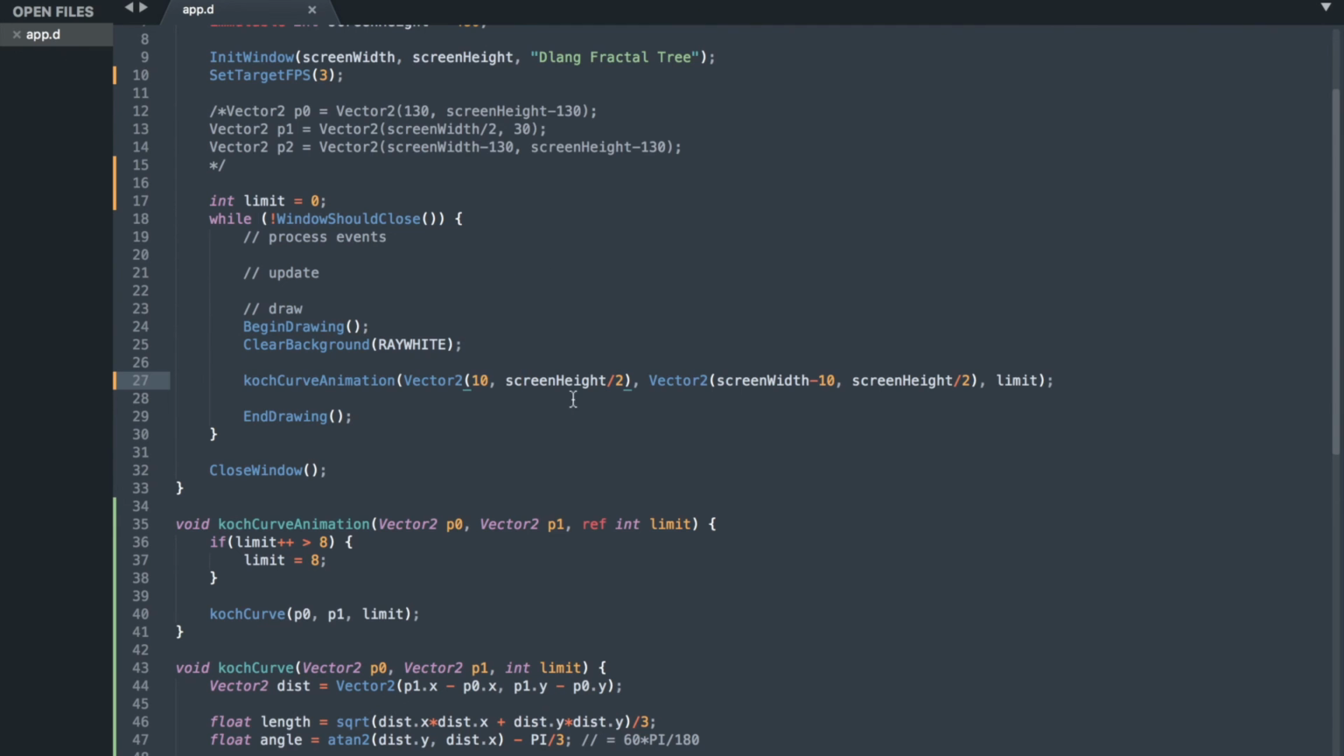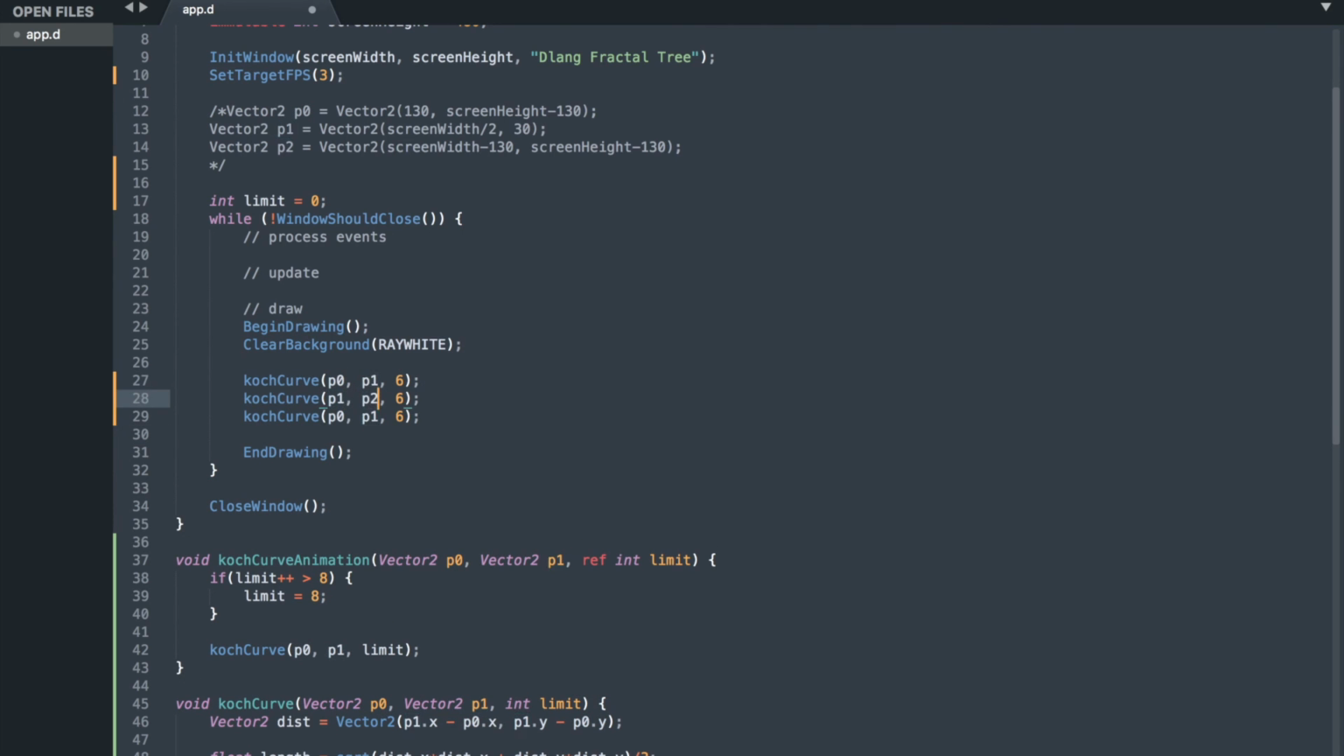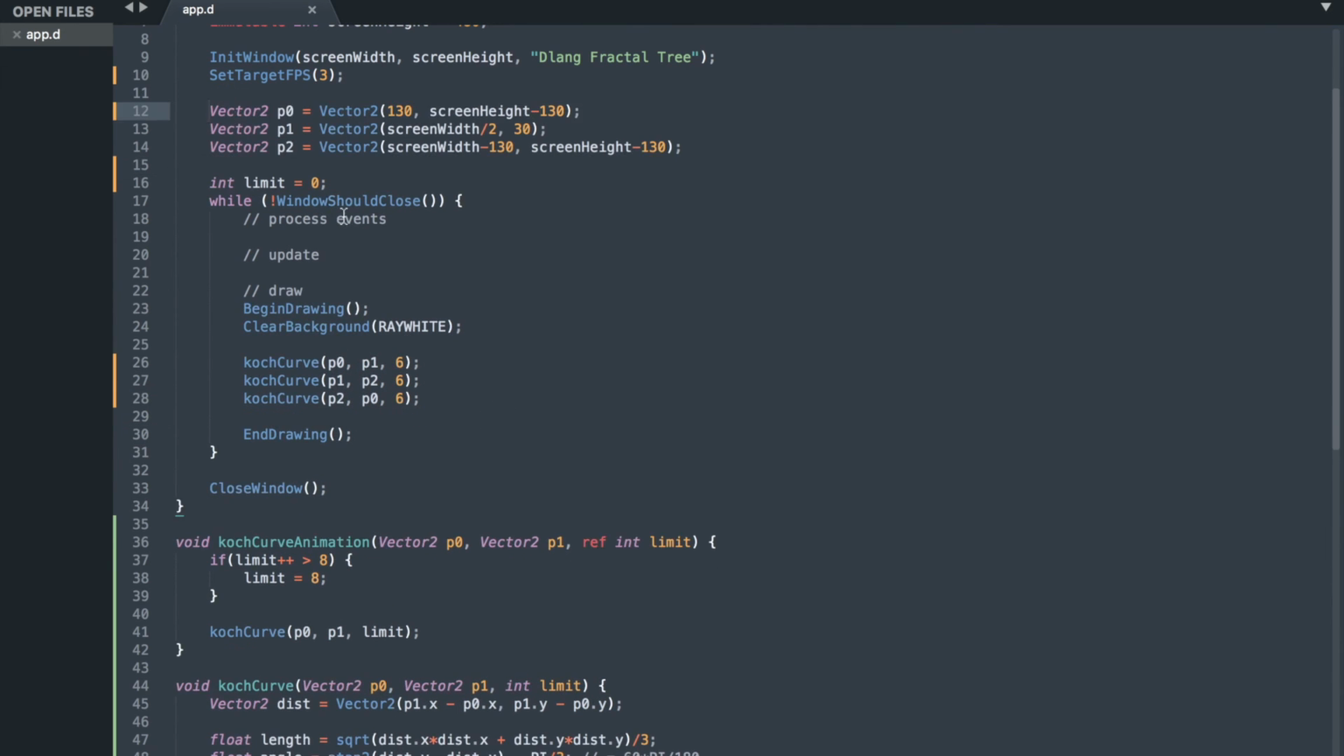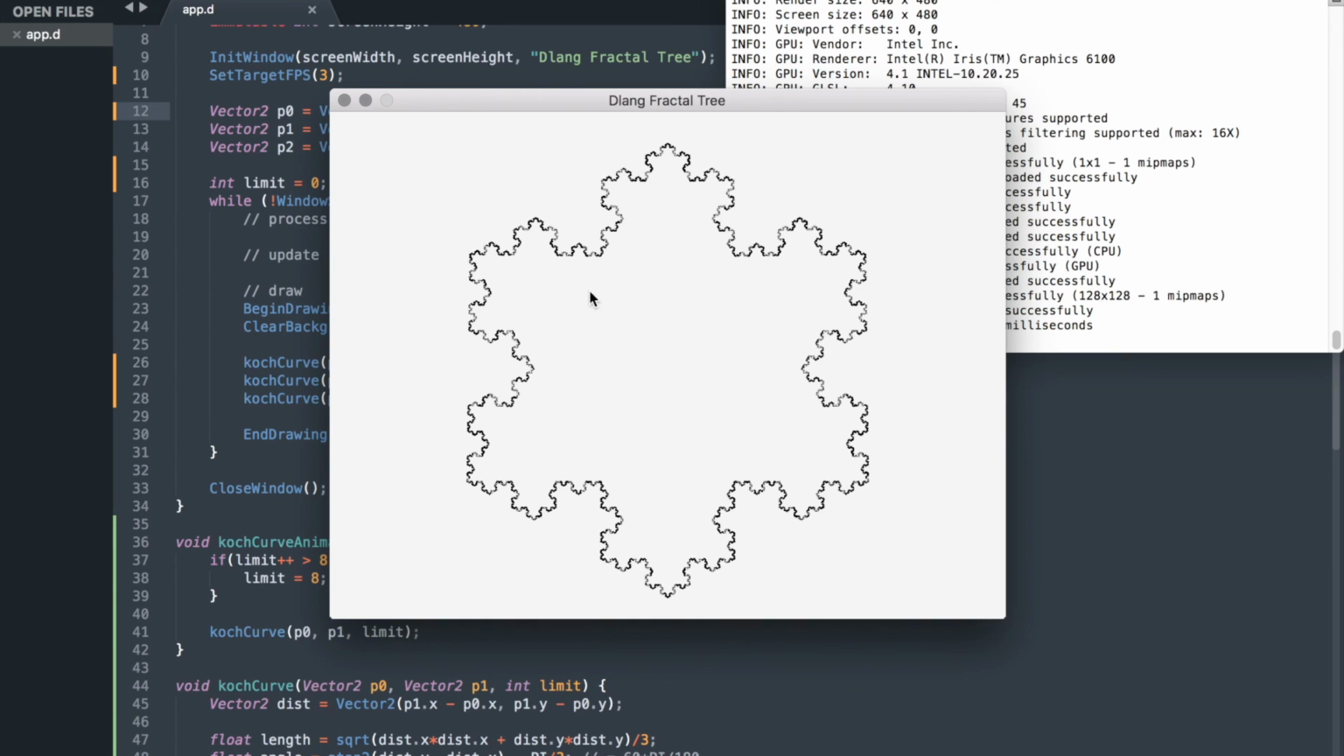We can also create a Koch Snowflake. Koch Snowflake is a variation of a Koch Curve Fractal. Using the points that make up an equilateral triangle, we can draw the 3 Koch curves on each side of this triangle.